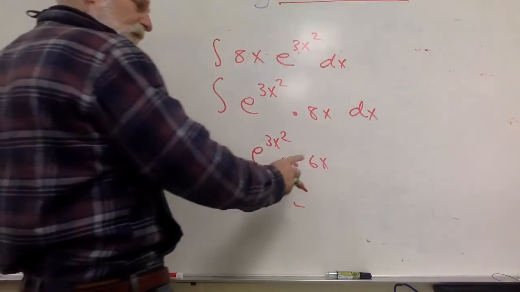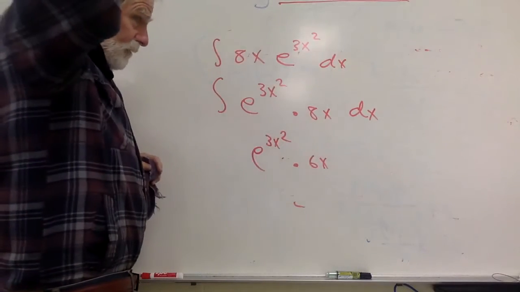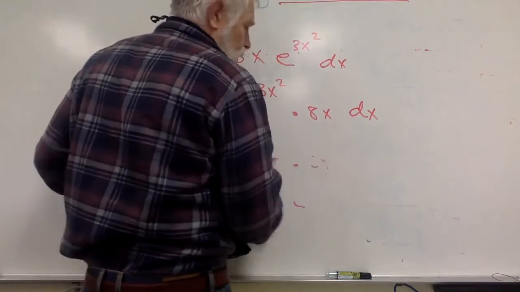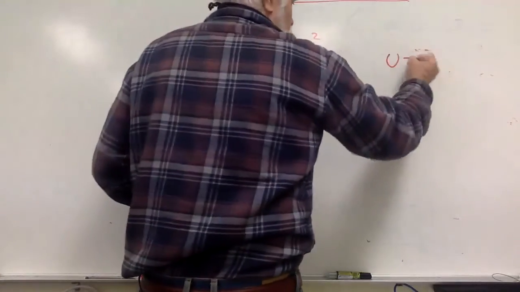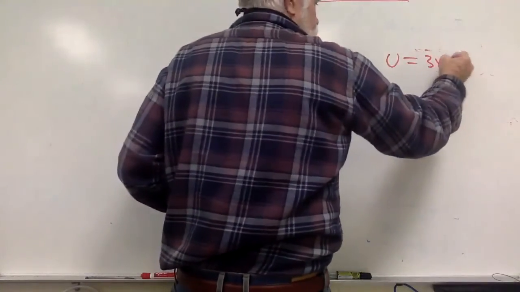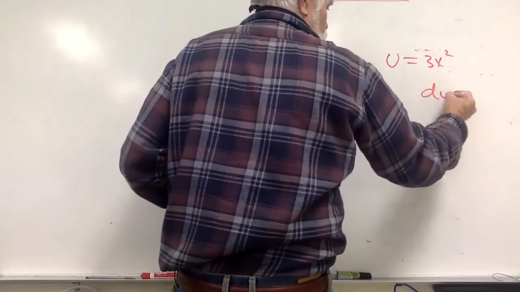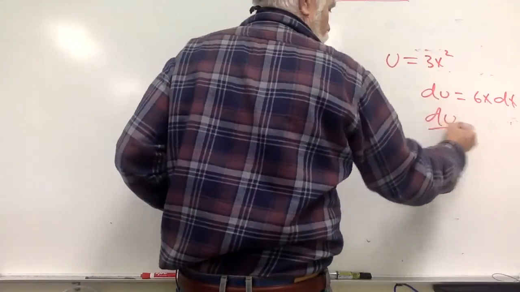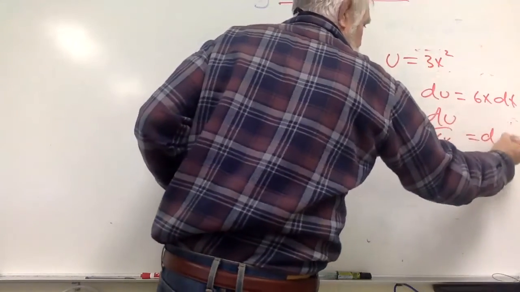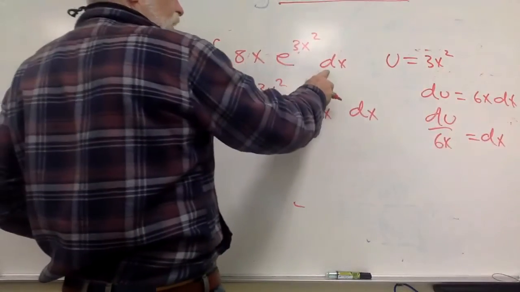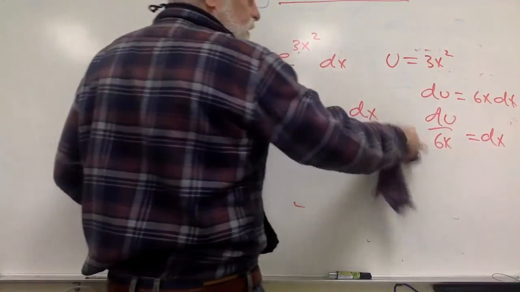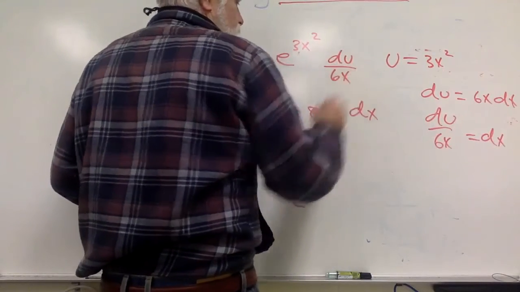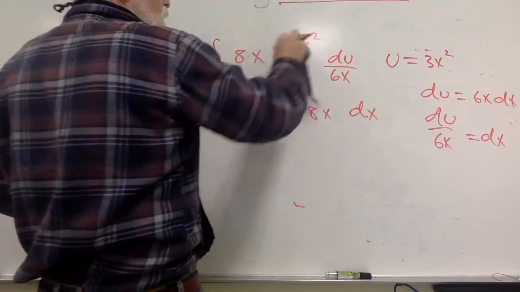All right, so we're going to have to turn this 6 into an 8 with a little multiplication, a little conversion. And if you said 8 over 6, you'd be right. So let's let u equal 3x squared. Then du equals 6x dx, and du over 6x equals dx. I now have two substitutions. Instead of dx, I'm going to say du over 6x, and instead of e to the 3x squared, I'm going to say e to the u.